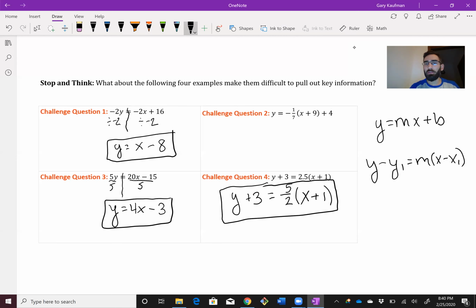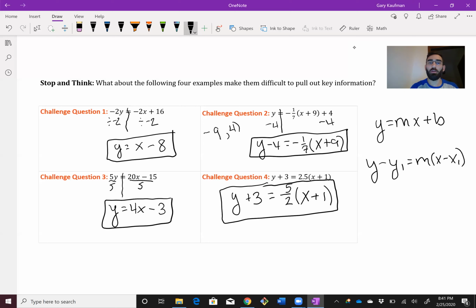Well, in question 2, the issue is this plus 4 is over here. We need to bring that to the other side for the y minus y1. As we saw with examples 1 and 3, I could just do inverse operations. Now my left side is y minus 4, and my right side is negative 1/7 multiplied by x plus 9. Again, just because point-slope is new and a little more challenging, the point in question 2 is going to be negative 9, comma 4. And the point in question 4 is negative 1, comma negative 3.